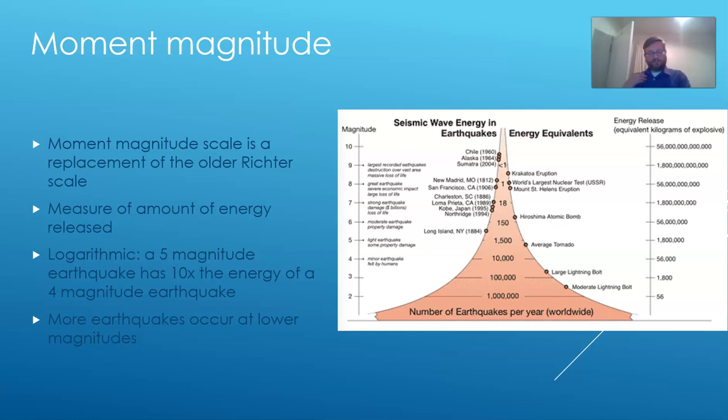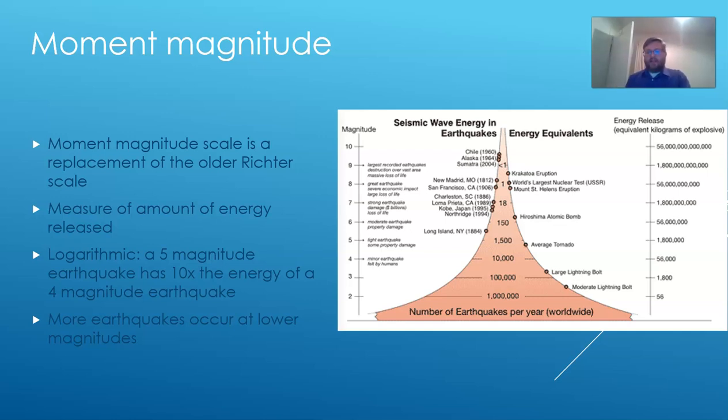released here. And this is a logarithmic scale. So what that means is that every time you go up one number on the scale, you are multiplying the amount of energy released by 10. So a 5 magnitude earthquake has 10 times the amount of energy of a 4 magnitude earthquake. And then a 6 magnitude earthquake would have 100 times the energy of a 4 magnitude earthquake. Okay, so this is a logarithmic scale. Each time you go up a number, you multiply by 10 instead of going up by an equal increment.